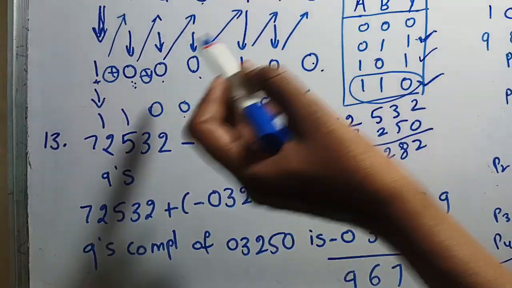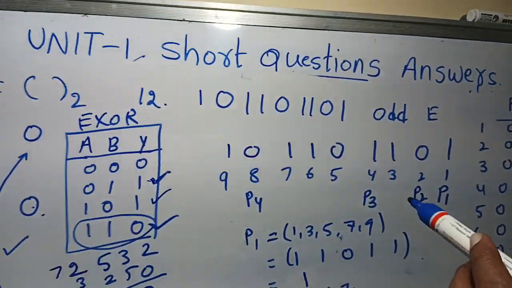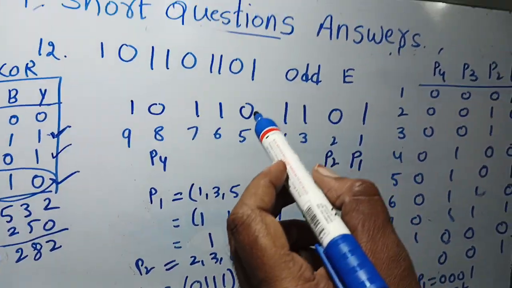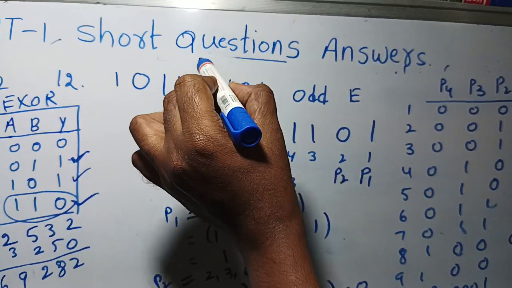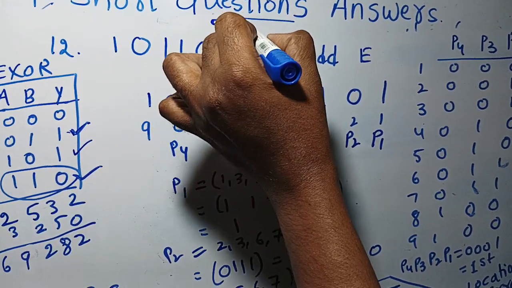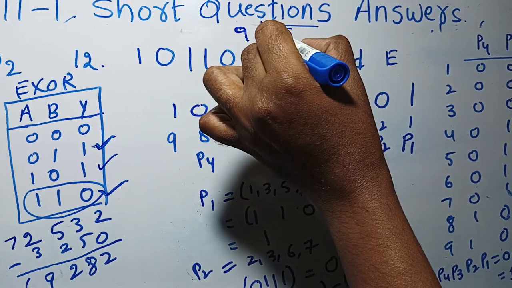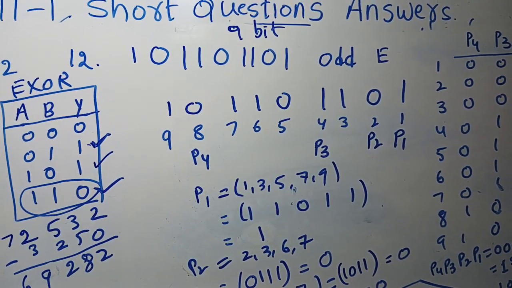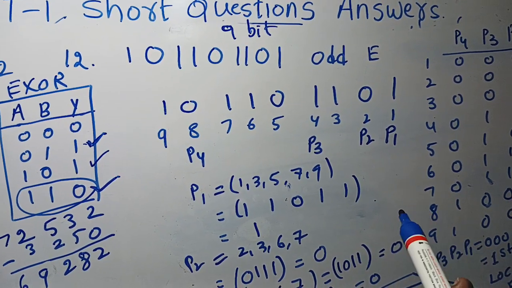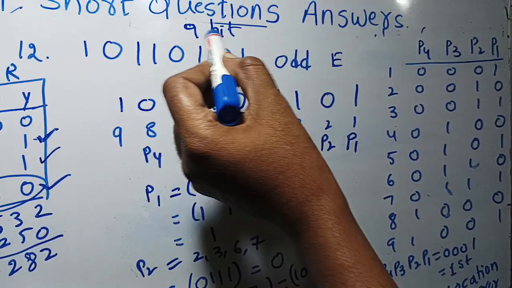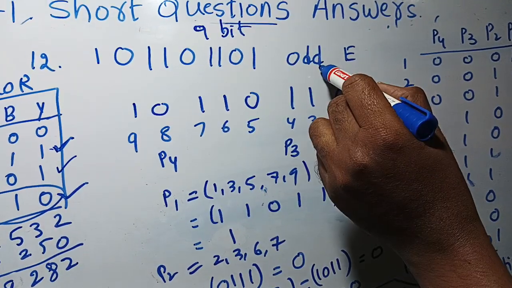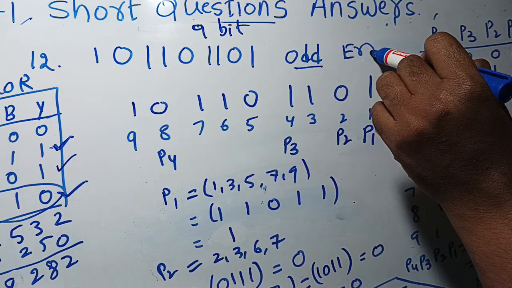Then go to the 12th one. This is: find the error for the given Hamming code. This is a 9-bit Hamming code. Actually, this is not a short answer but a long answer question, and this may help for long answers also. Using odd parity, find the error. That is the question.